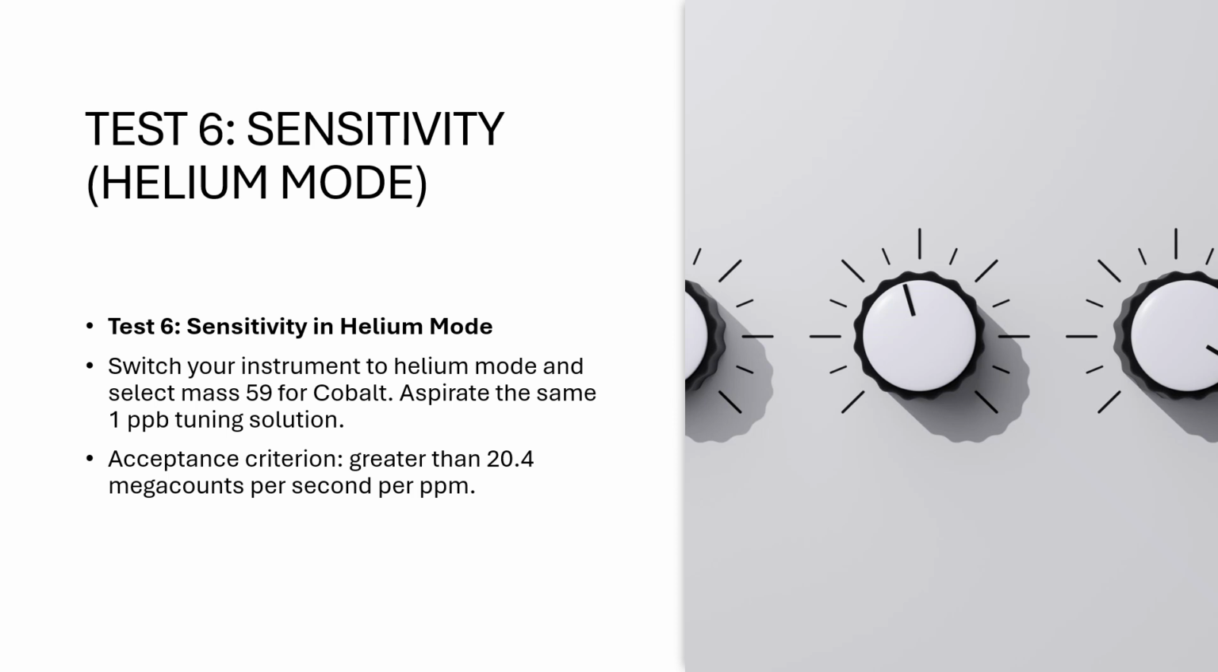Now this helium mode is crucial for removing polyatomic interferences, especially in the mid-mass range between 40 to 80 AMU. If your helium mode sensitivity is low, check your helium gas purity and flow rate.